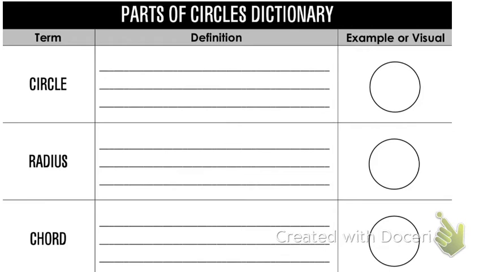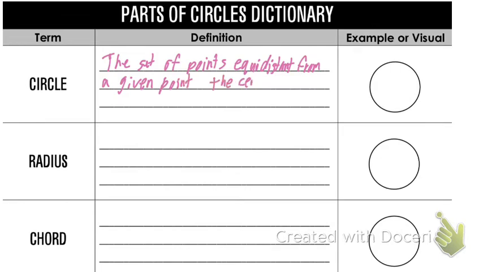So a little definition here. Circle. The set of points equidistant from a given point. I'm going to put in parentheses the center, because the center is the given point that we're talking about. So the set of points equidistant from a given point, which is the center.